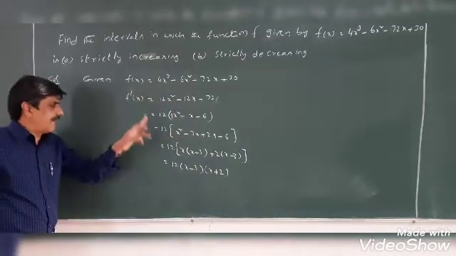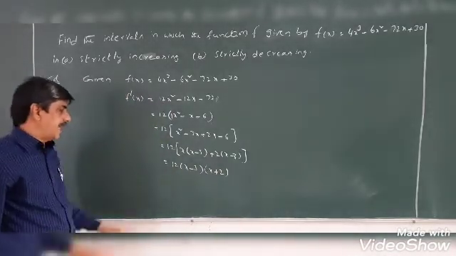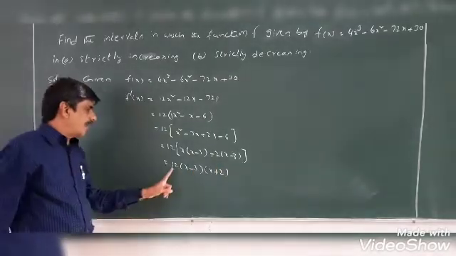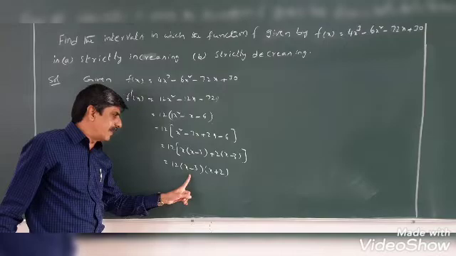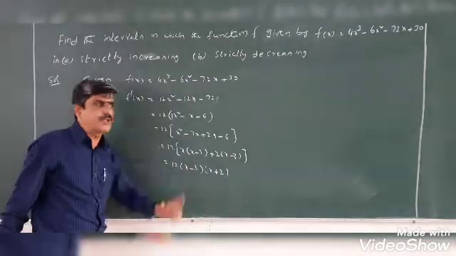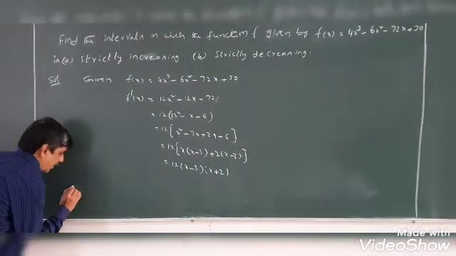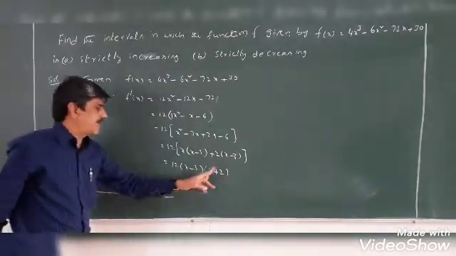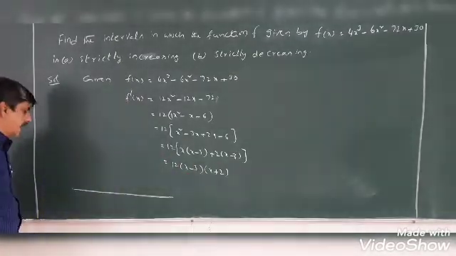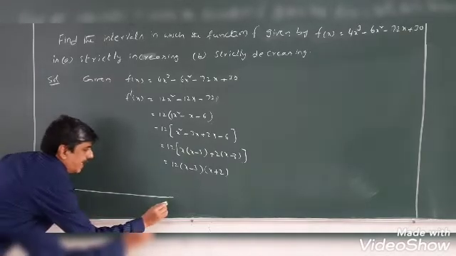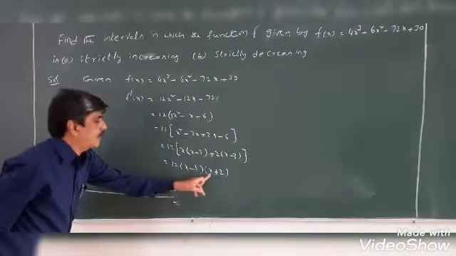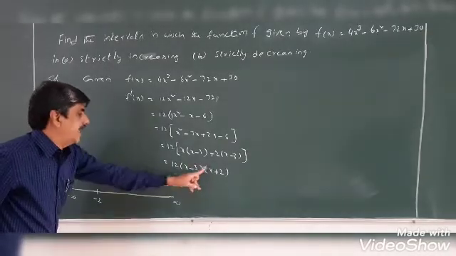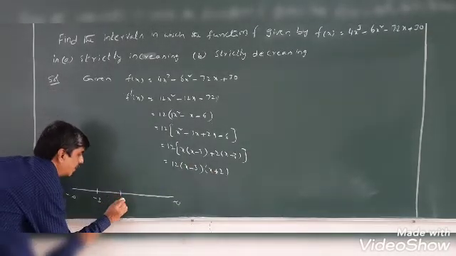Now if I am taking f dash x is equal to 0, then 12 into x minus 3 into x plus 2 is equal to 0. 12 is not 0. Means either x minus 3 is equal to 0 or x plus 2 is equal to 0. If x plus 2 is equal to 0, x is equal to minus 2. And x minus 3 is equal to 0, x is equal to 3. So the real number scale is minus infinite to plus infinite.